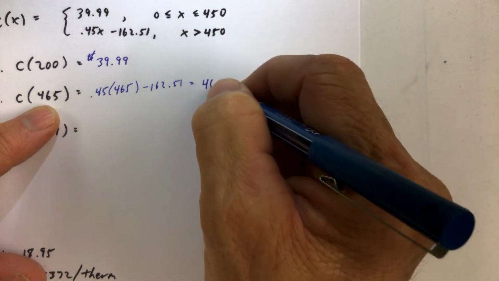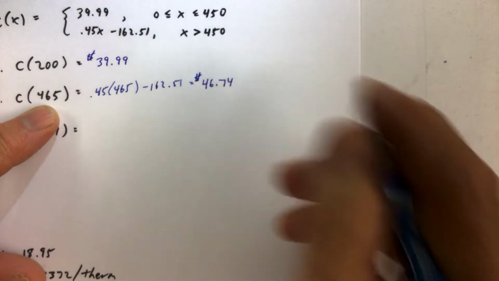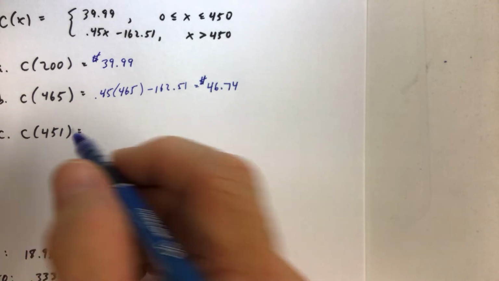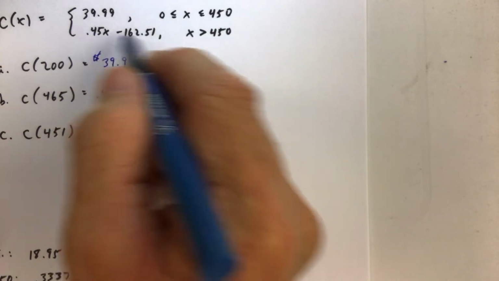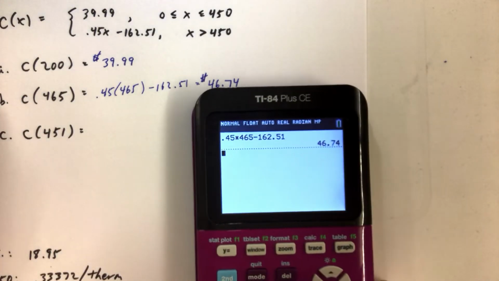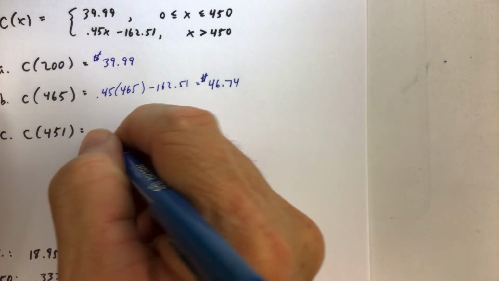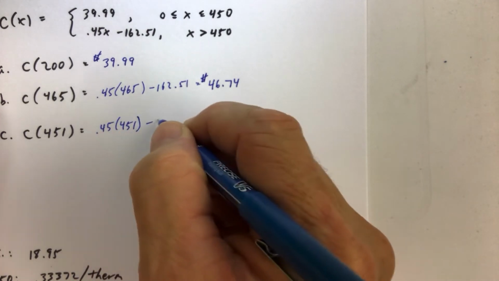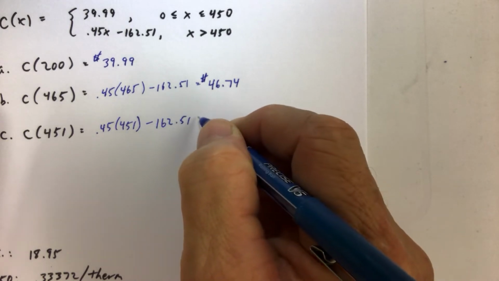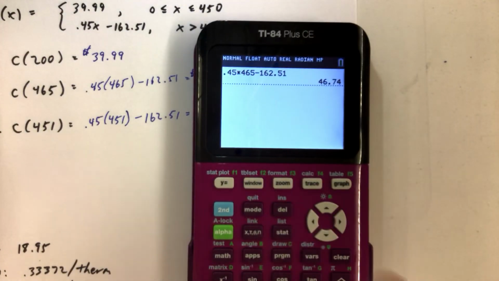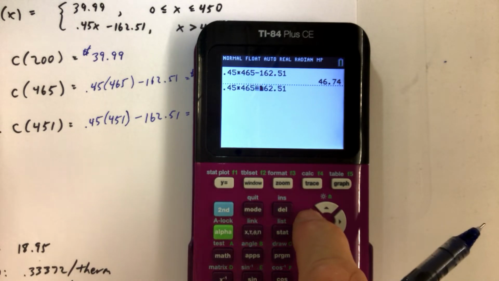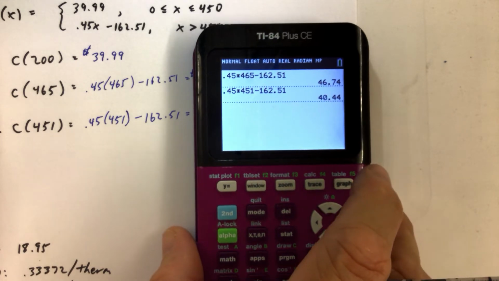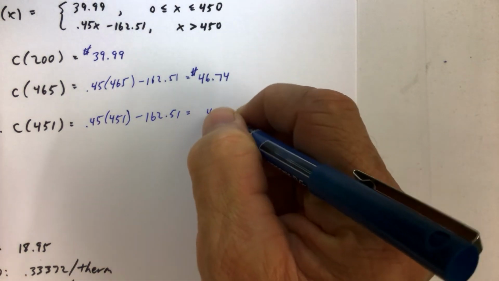So $46.74. And that's all the work you need to show for those kinds of problems. For 451, you would just have to plug in 451. I'm not going to write it all out, but actually I should write it all out, so that reminds you that you should write it all out when you are doing a problem like this, so we know where the numbers come from. I could just change that 465 to a 451. If you have a graphing calculator, it's really easy to do this. $40.44. So that's it.